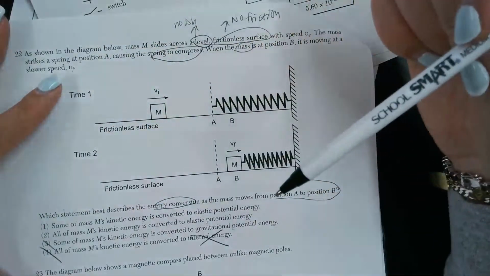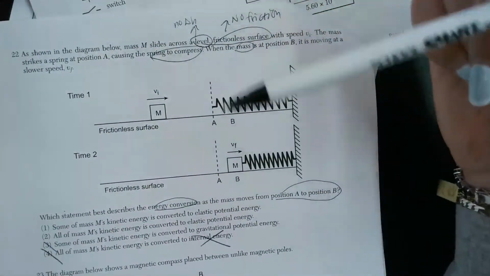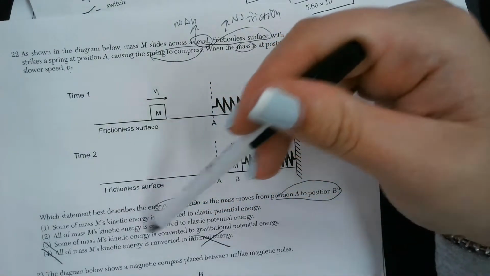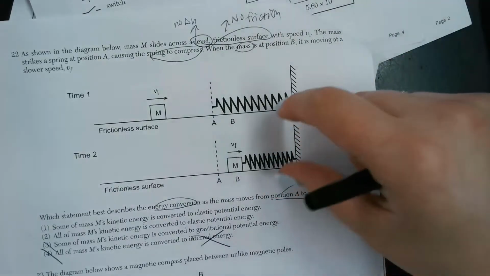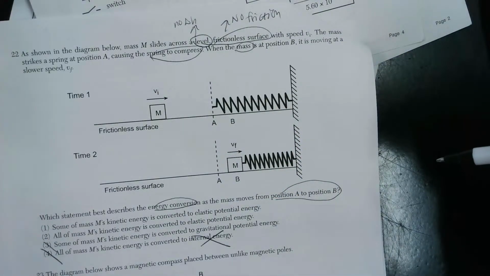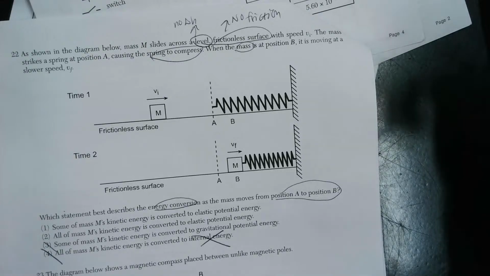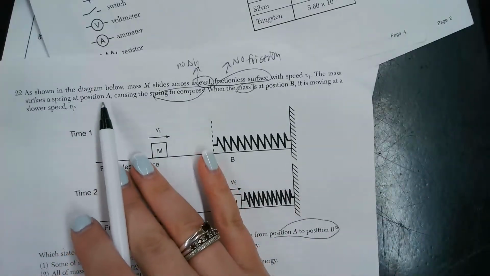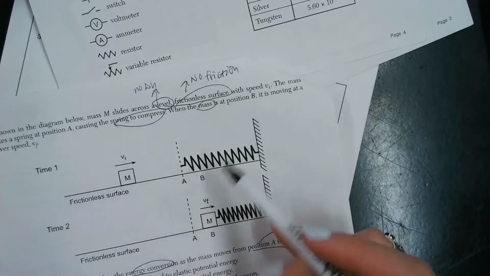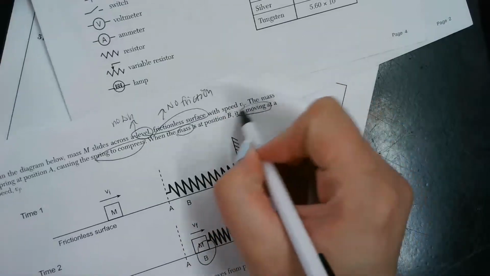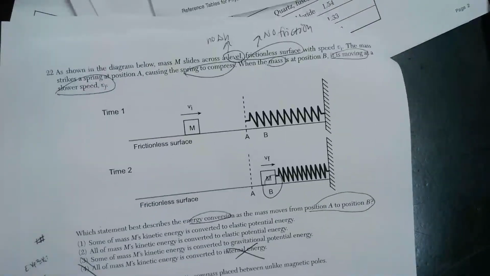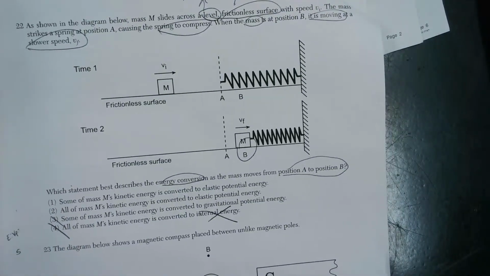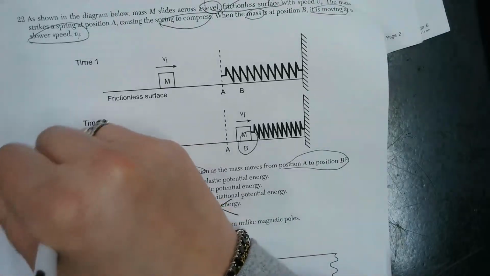So which statement best describes the energy conversion as it moves from A to B? All right. So it's either some of mass M's kinetic energy is converted to elastic potential energy, right? That's the energy that's stored in the spring, or all of it is being converted into the spring. Okay, so if you pay attention to what they're saying, the mass strikes the spring at position A, causing the spring to compress. When the mass is at position B, it's moving just at a slower speed though. So if it completely absorbed all of the kinetic energy, that thing would have come to a complete stop, but it didn't. Okay, so therefore it is answer choice 2.